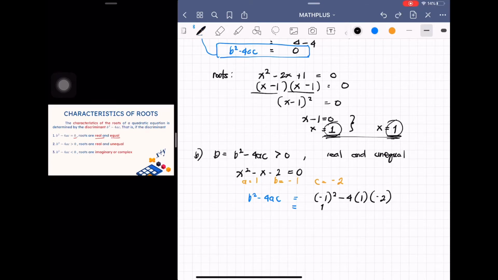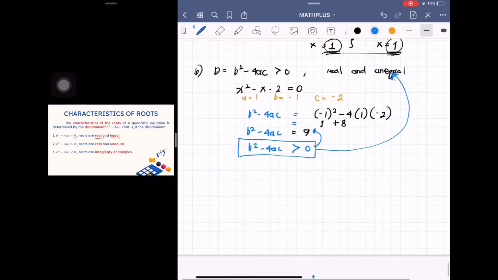Okay, positive 1 plus 8, right? Negative 4 times negative 2 is positive 8. So you get b squared minus 4ac, which is equivalent to 9, and therefore, it concludes that b squared minus 4ac is greater than 0 because it is 9. Mas malaki siya sa 0. In that case, it will create real and unequal roots. Real roots but are not equal.